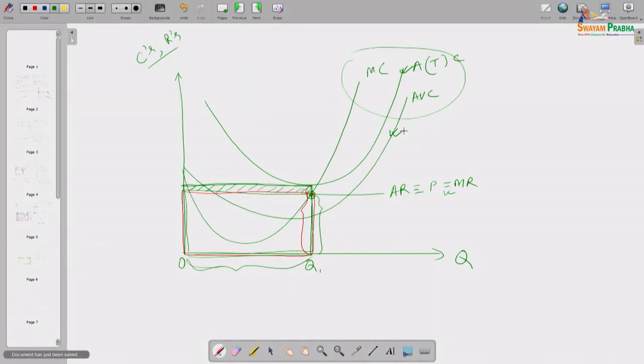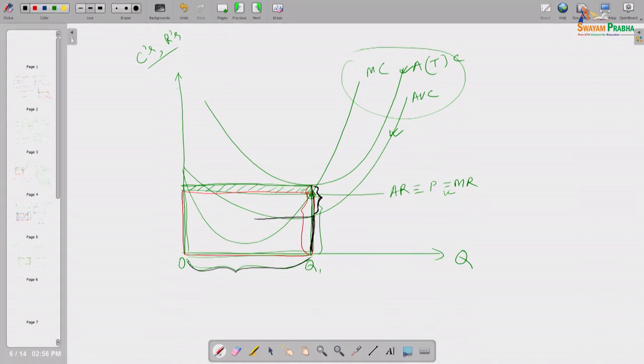Look here, this is the ATC curve, okay? And this is the AVC curve, right? So, the gap between the ATC curve and the AVC curve is the average fixed cost, right? So, at this quantity when he is producing, this is the average total cost and this is the average variable cost. So, definitely this is the average fixed cost if he produces OQ1 amount of output.